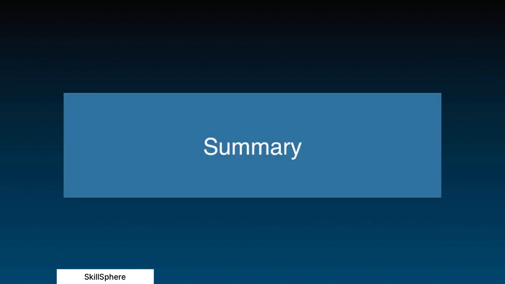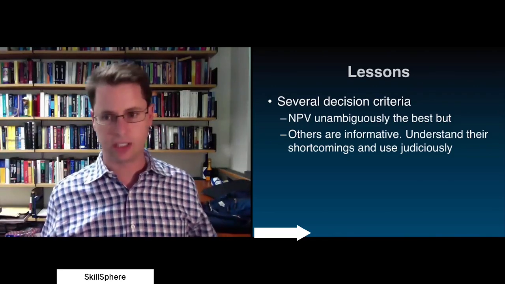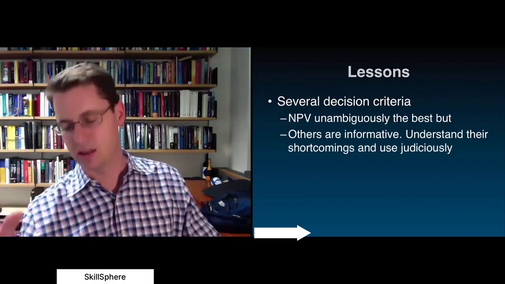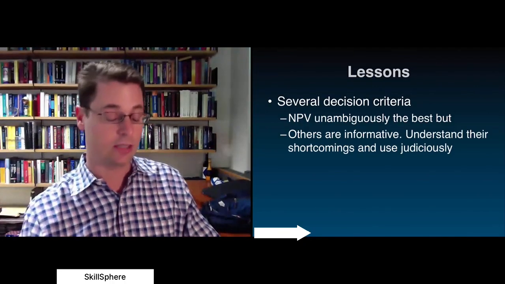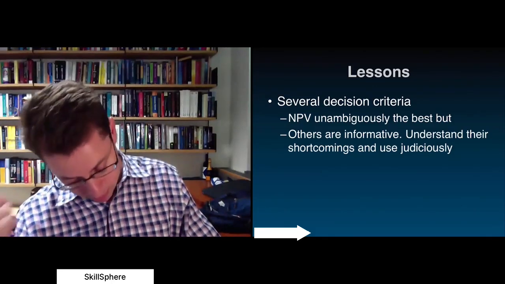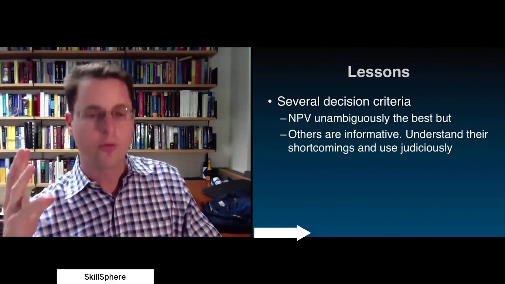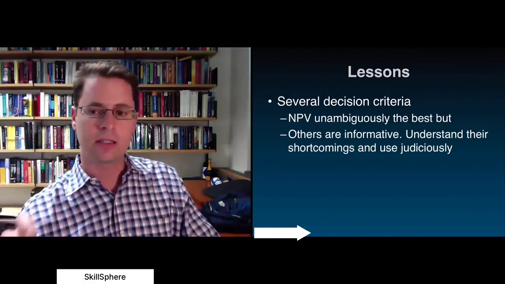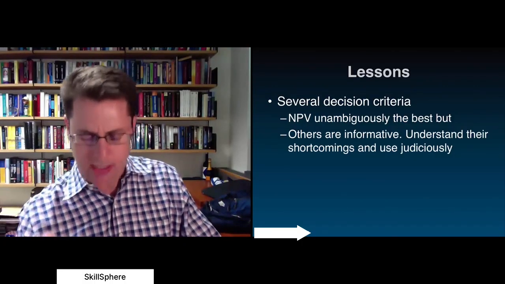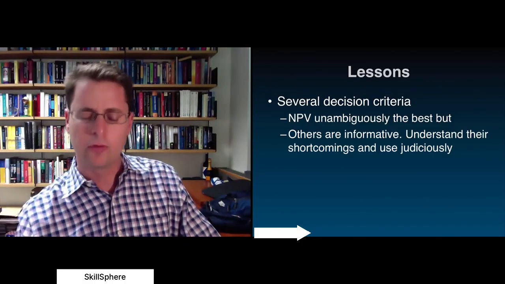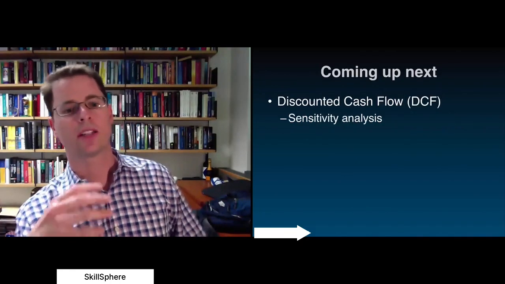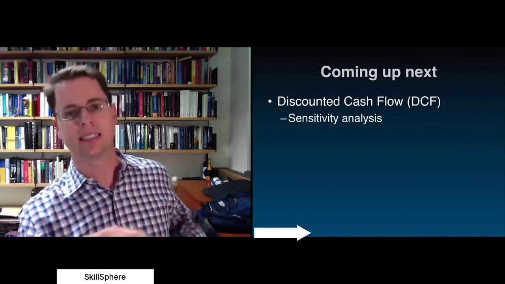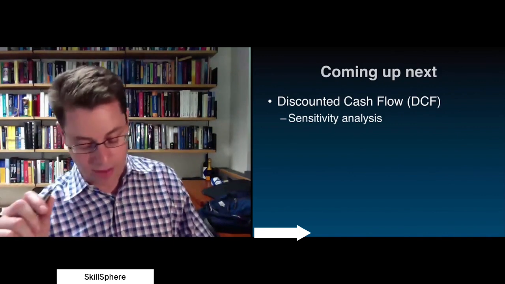All right, so let's bring this all back together. Let's bring it full circle. There are several decision criteria. NPV is unambiguously the best and should always be used. But I want to emphasize that others, such as the internal rate of return and payback period, or its discounted cousin, are all informative. The key is to understand the shortcomings of these alternative decision criteria to avoid any mistakes that feed into the ultimate decision. So what I want to turn to in our next class is sensitivity analysis, which is an integral component of any DCF.